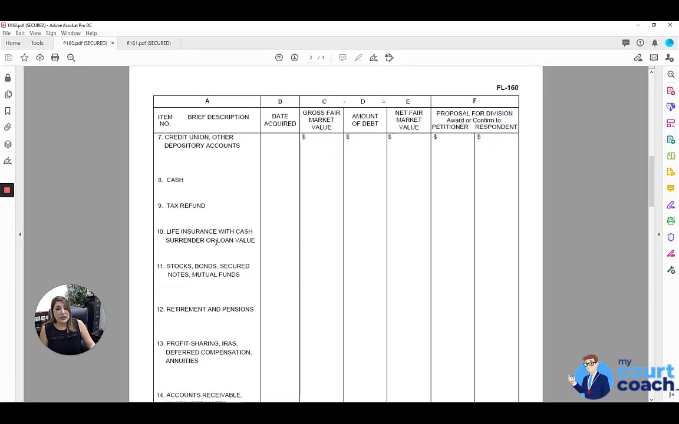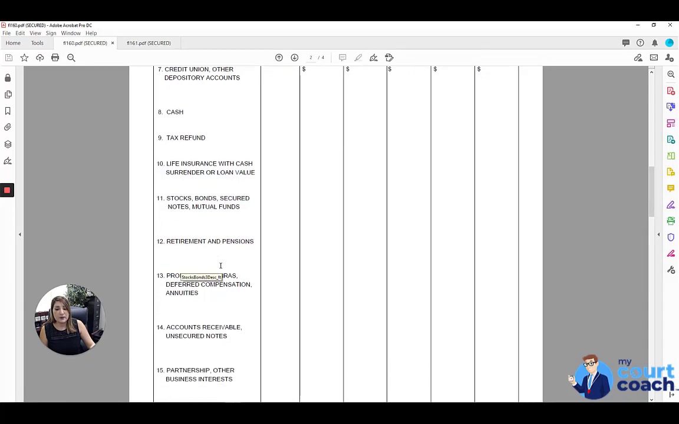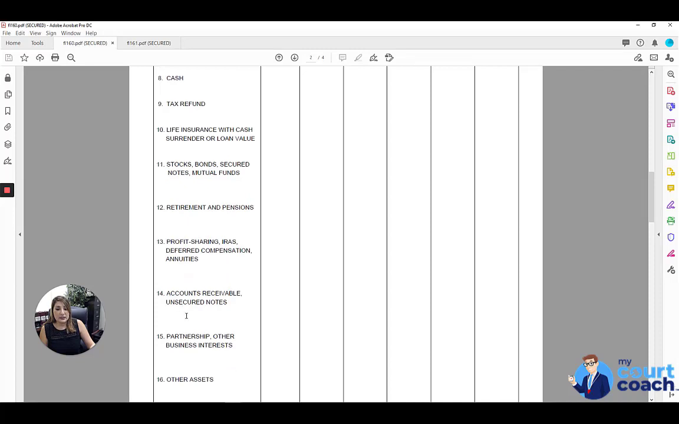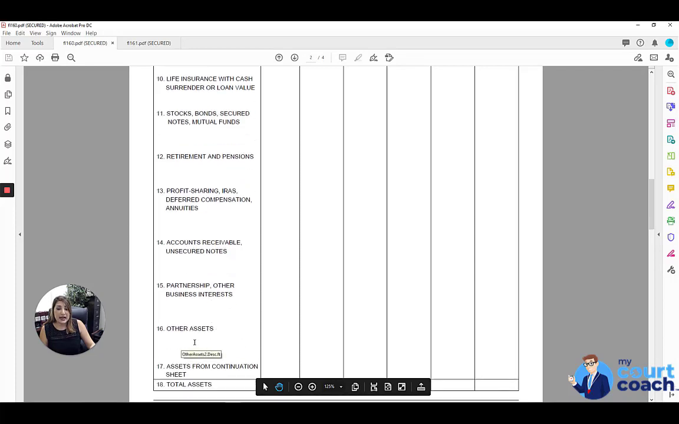Life insurance, you only need to list this if it's a cash value plan. If it's a term policy, you do not need to disclose your life insurance policy on this form. And then stocks, bonds, retirements, profit sharing, IRAs, annuities, etc. For these categories, you want to list the bank or the administrator that's holding on to the plan, as well as the account number. If you have a business, you would list accounts receivable here, and then the value of the business gets listed in 15. If there are any other assets that have not been disclosed throughout this form, you would list them in 16.